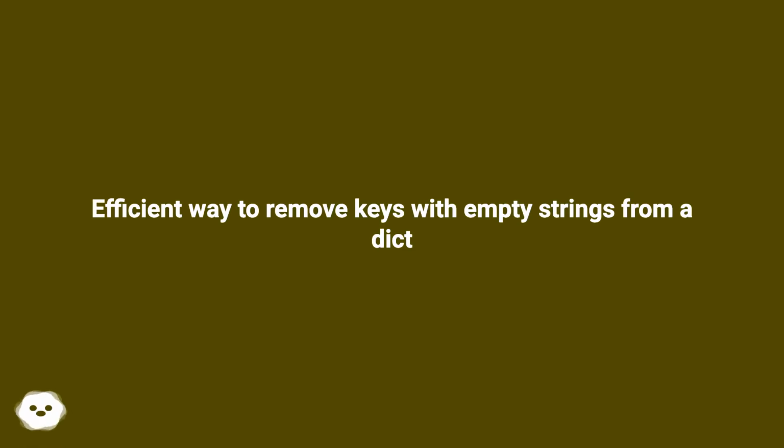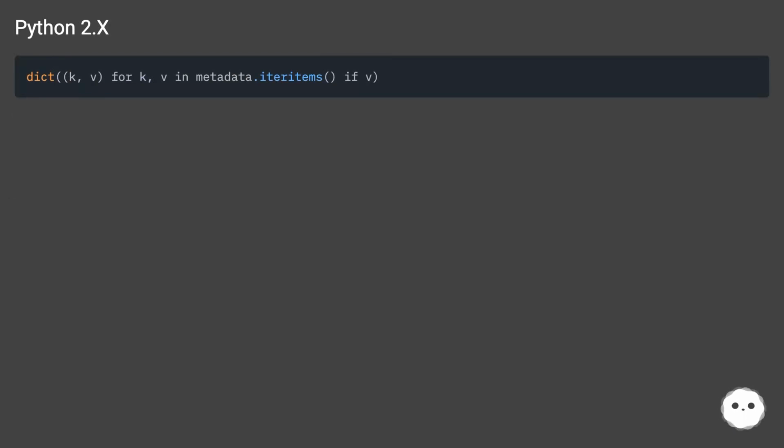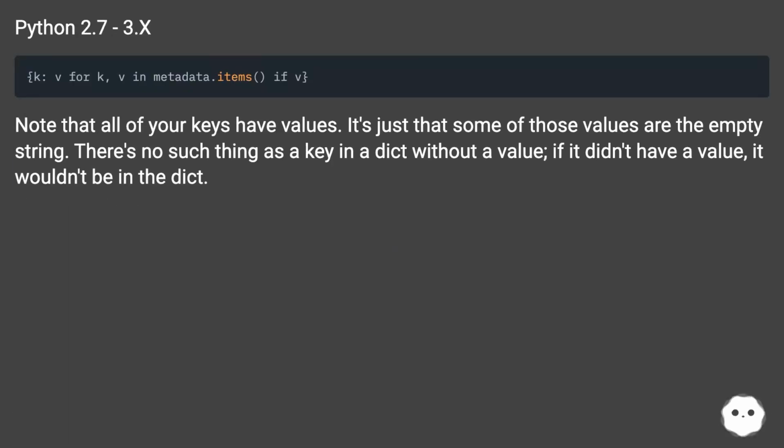Efficient way to remove keys with empty strings from a dict. I have a dict and would like to remove all the keys for which there are empty value strings. What is the best way to do this? Python dict. Python 2.7.3.